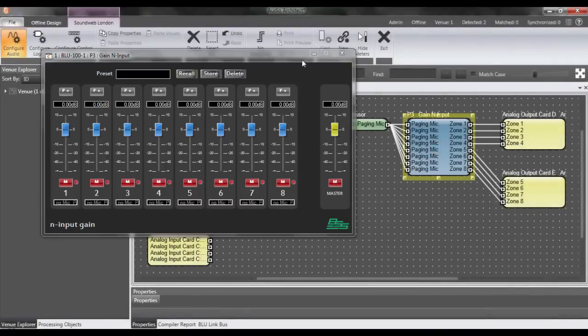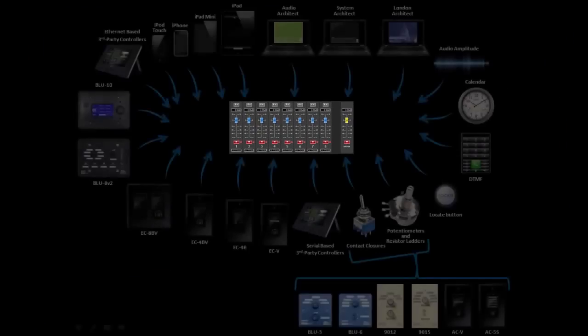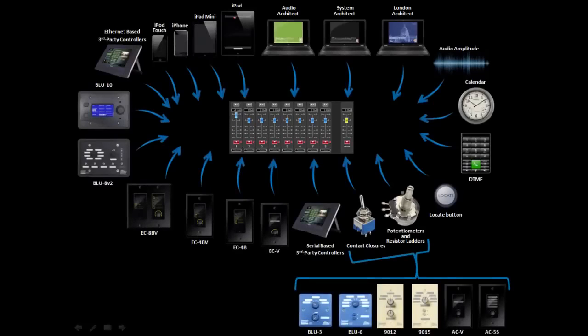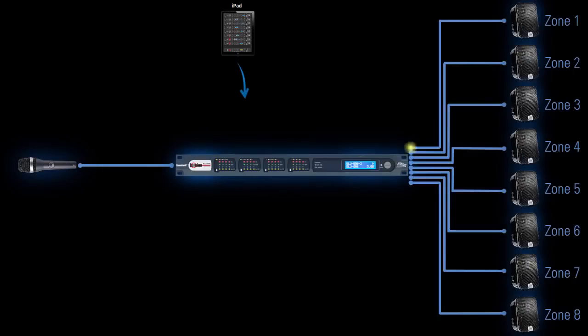Double-clicking a processing object reveals its parameters. With only a few exceptions, all of these parameters can be controlled in real time by all aforementioned controllers. For example, you can use an iPad to control the volume and mute of a microphone going to multiple zones. Now, that's an extremely simple example, but it's really all up to the system designer. Both the block diagram and the system of controllers can be as simple or elaborate as needed.